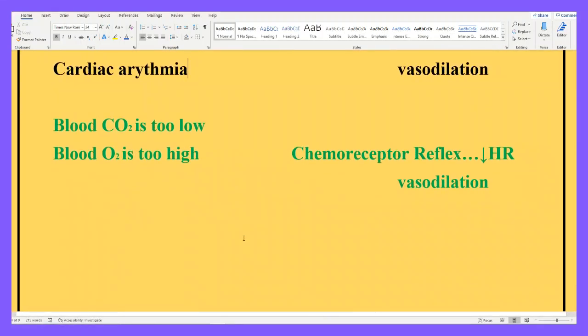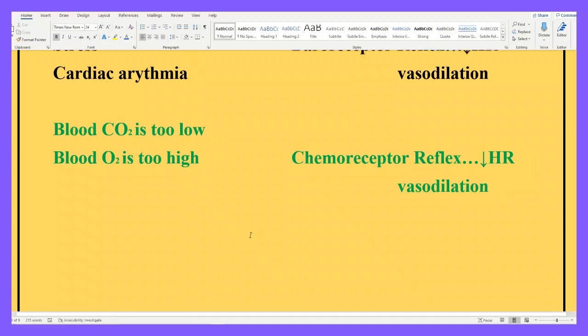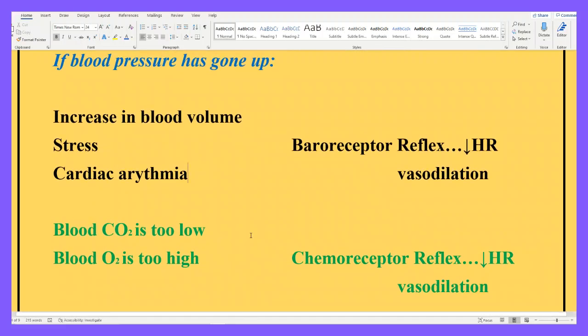And if your blood CO2 gets too low, or your blood O2 is too high, this wouldn't happen very often, but then the chemoreceptor reflex will kick in to try to reduce your blood pressure by lowering your heart rate. Acetylcholine does that, and dilating those muscular arteries and arterioles. Two reflexes, baroreceptor day in, day out, to correct for changes in blood pressure. And these baroreceptor reflexes are constantly going on. I've had, I don't know how many corrections in just this time I've been speaking with you, as have you in just this time you've been listening to me.